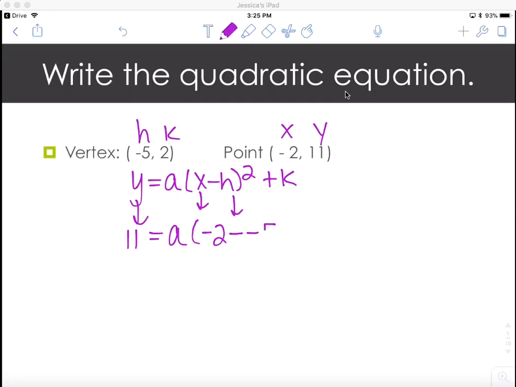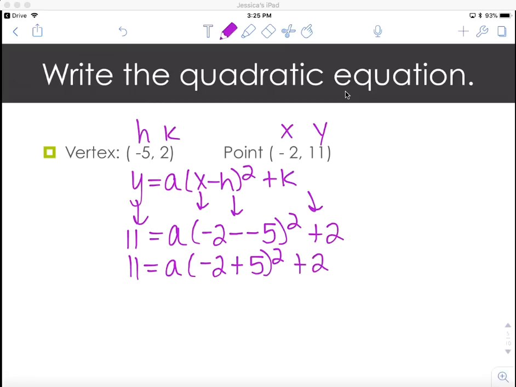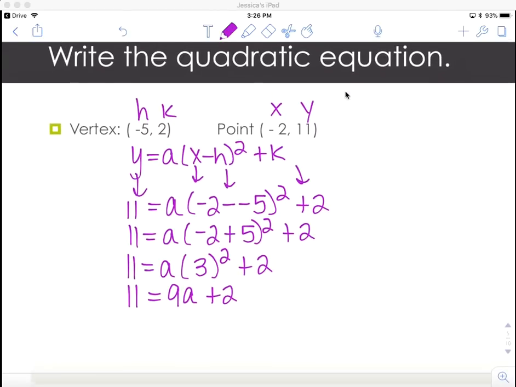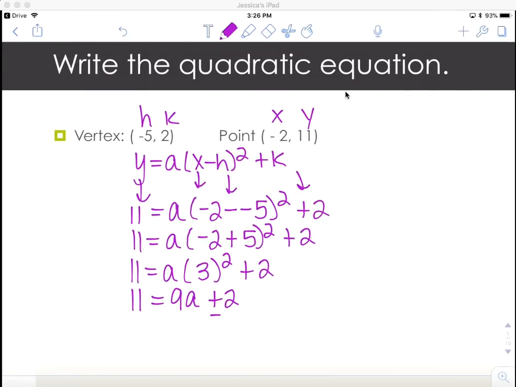Well, minus a negative 5 is going to change that to negative 2 plus 5. Negative 2 plus 5 is positive 3. 3 squared is 9, so I can write this as 9a plus 2. To get a by itself, first I'm going to subtract 2 on both sides. Then I'm going to divide by 9. So a is 1.